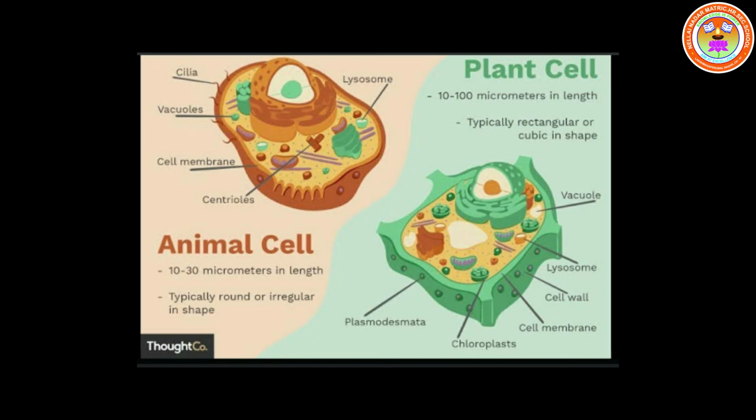In plant cells, they are larger than animal cells. The plasma membrane of a plant cell is surrounded by a rigid cell wall of cellulose. Plastids are present. They have a permanent and large central sap vacuole. They lack centrosome and centrioles.